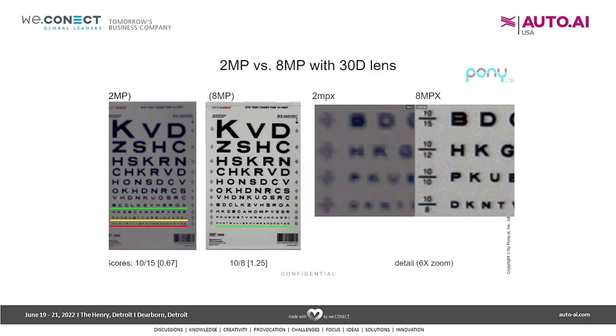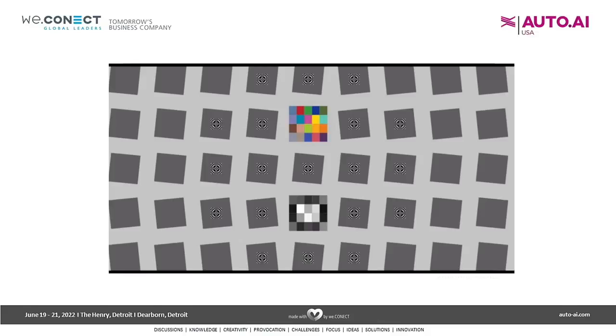So this is a 30 degree lens, and we can see that with the 8 megapixel, we basically see 1, 2, 3, 4 lines more. So the question is how these 4 lines transfer into distance, and I will cover it a little later. But what does contribute to that?